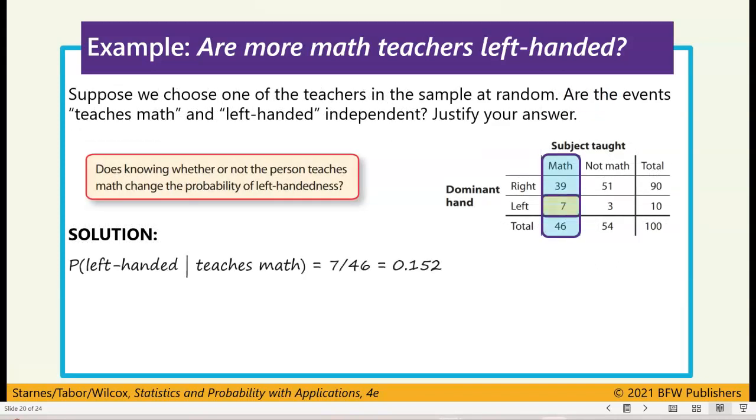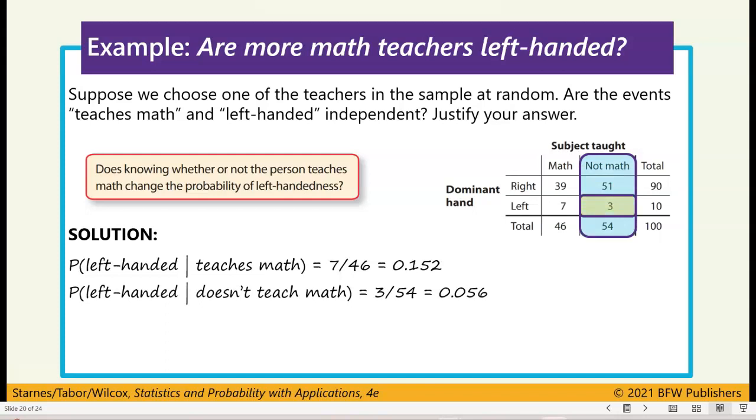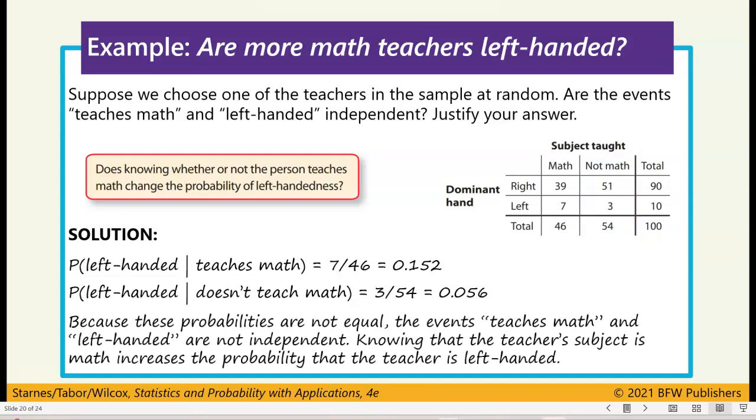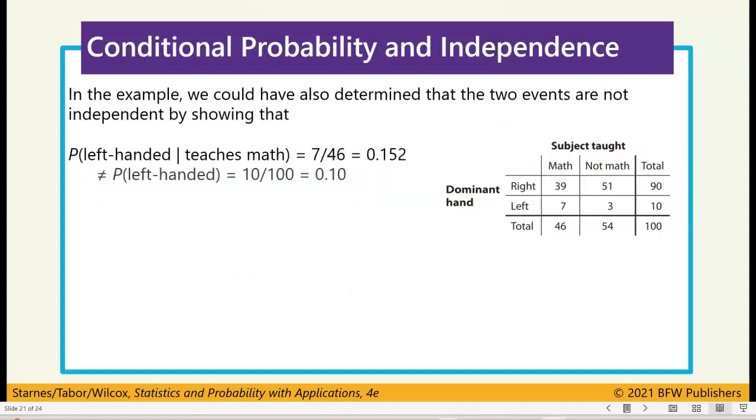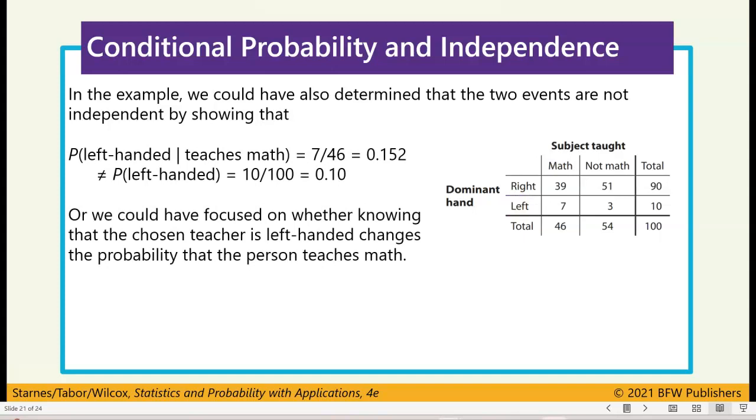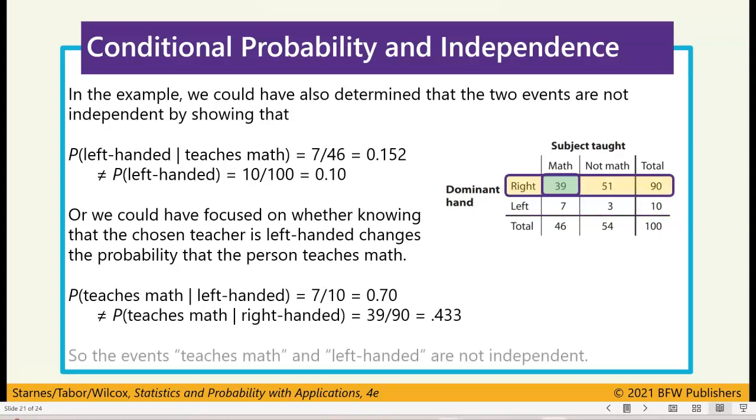Let's see if they did it the same way we did. I did. So probably they did it in reverse. The probability of left-handed, given that you teach math, is 0.152. And the probability that you're left-handed given that you don't teach math is 0.056. Those don't match. Or again, we could have just done the probability of being left-handed, which is 10 out of 100, which is not the same. So those don't match. I prefer that way, actually, when I do this. So they don't match, so they're not independent events.